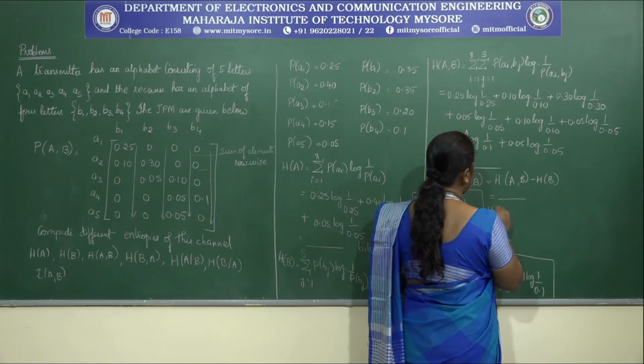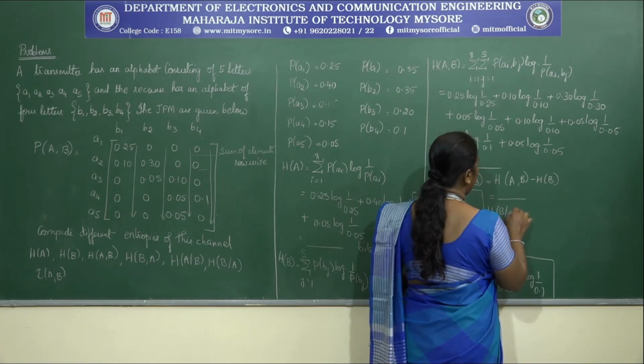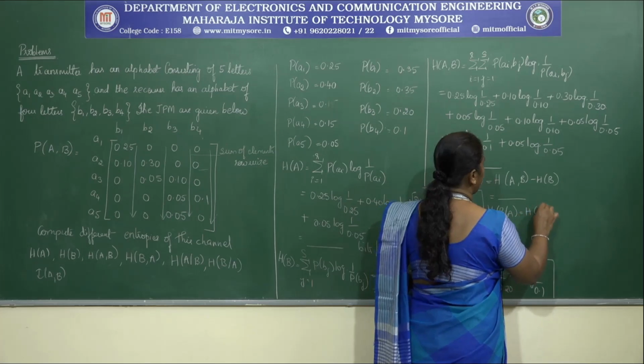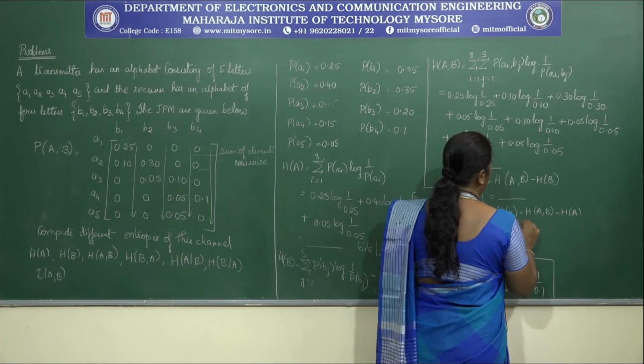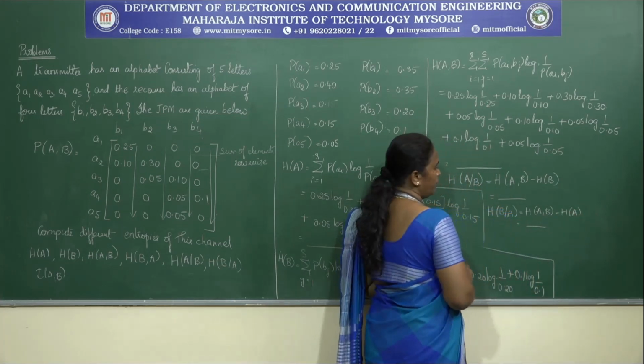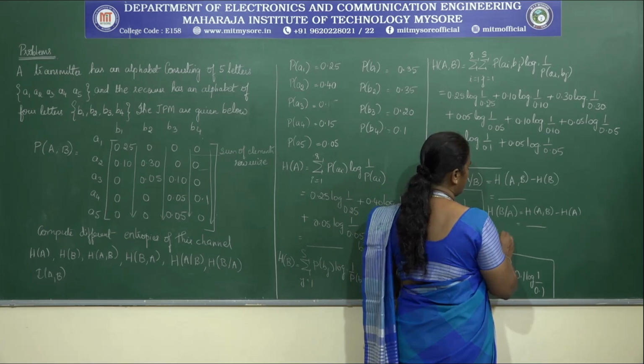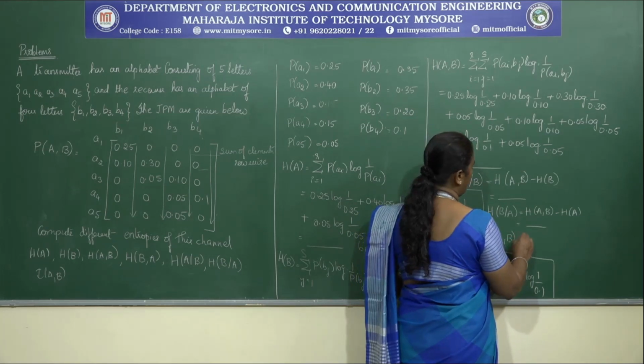If we need to calculate H of B by A, then it is equal to H of A comma B minus H of A. So you will arrive at H of B by A. Next we need to calculate your mutual information I of A comma B.